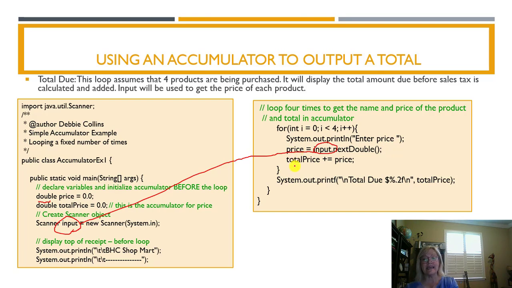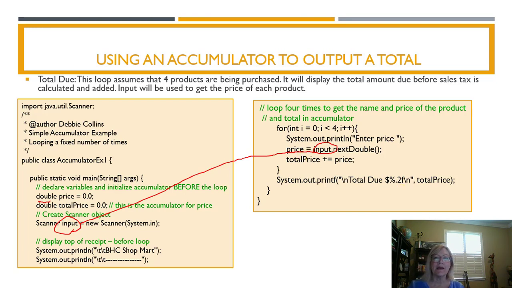Next, I need to take that and put it into the running sum, which is my accumulator total price. Simply doing totalPrice += price. What does that mean? That means take what you have in total price so far and then add price to it and store the result back into total price. After the loop is done, go ahead and print out the total price due.